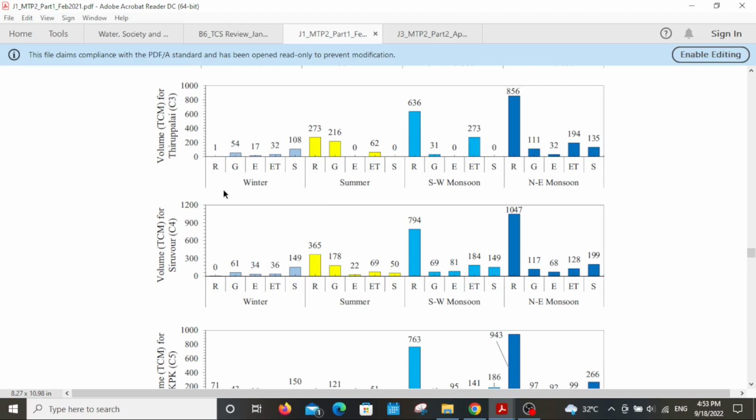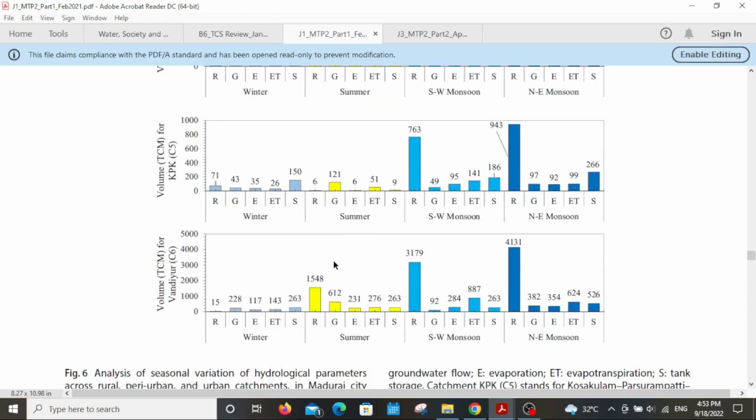This is how we have obtained the volumes with the TCM. The unit is 1000 cubic meters. We know how to estimate TCM because we solved the problem for our hypothetical village in week 2 and week 3. Likewise, all the hydrological components have been estimated for the rural catchments and for the urban catchments, that is respectively KPK, which is Kosakulam, Mashuram, and Kodikulam, and Vandiyur tanks.